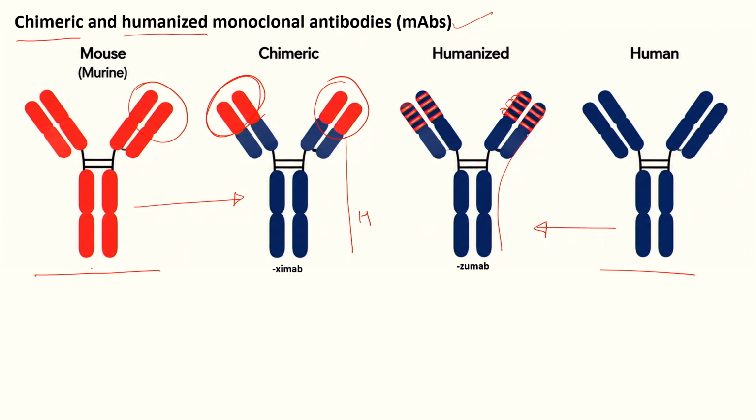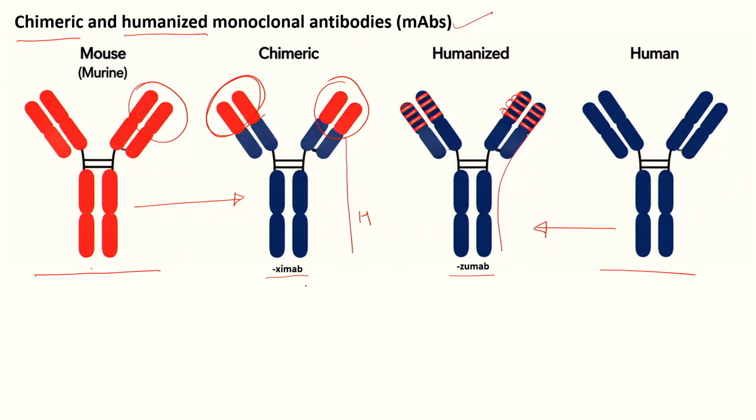In terms of nomenclature, chimeric antibodies always end with -ximab, and humanized antibodies always end with -zumab. So these are two very unique ways of naming, and one can always understand whether an antibody is humanized or chimeric.